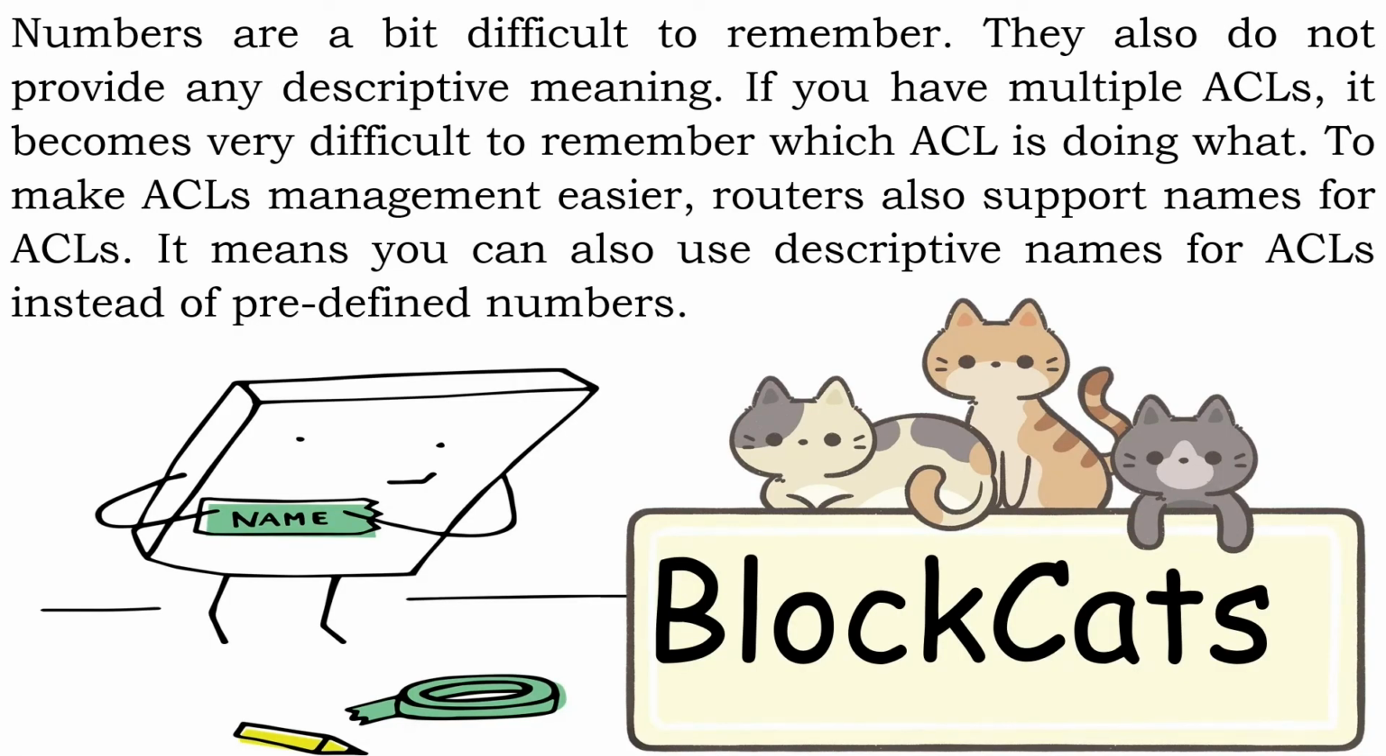Numbers are a bit difficult to remember. They also do not provide any descriptive meaning. If you have multiple ACLs, it becomes very difficult to remember which ACL is doing what. To make ACL management easier, routers also support names for ACLs. It means you can also use descriptive names for ACLs instead of predefined numbers.